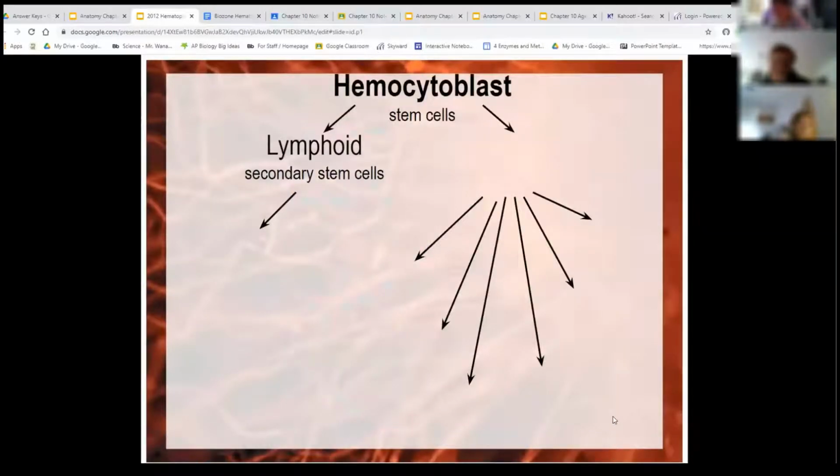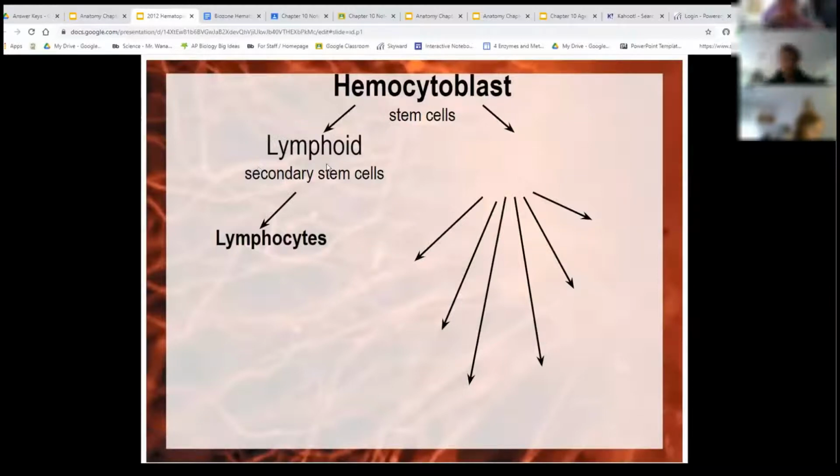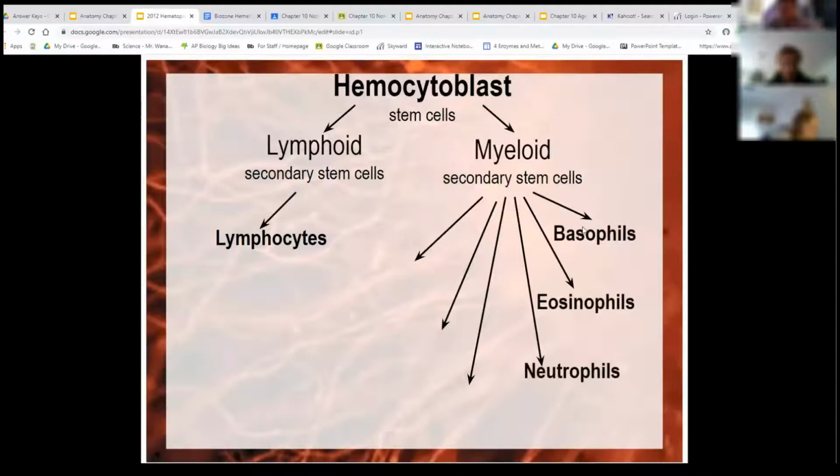Okay, you should be able to fill out a chart like this. So you saw this, the hemocytoblast, your primary stem cell, the lymphoid, secondary stem cell, produces lymphocytes, B cells, T cells, natural killer cells. The myeloid is marrow. These cells will stay in the marrow. So all your granulocytes, all those that end in phils, we can recognize them by the shape of their nucleus. The monocyte, the giant one, platelets, and erythrocytes. Okay, so practice making that diagram.